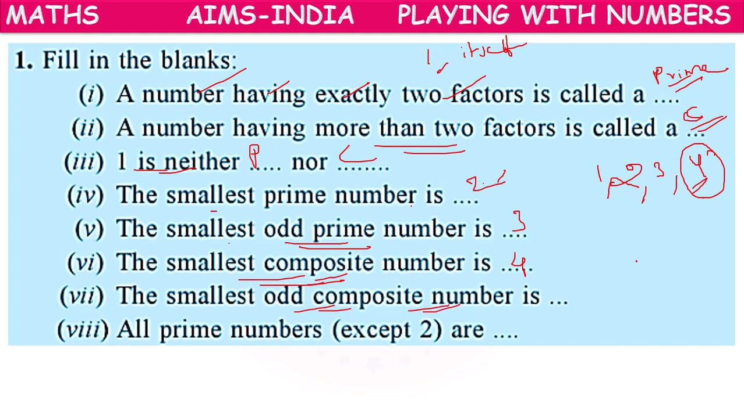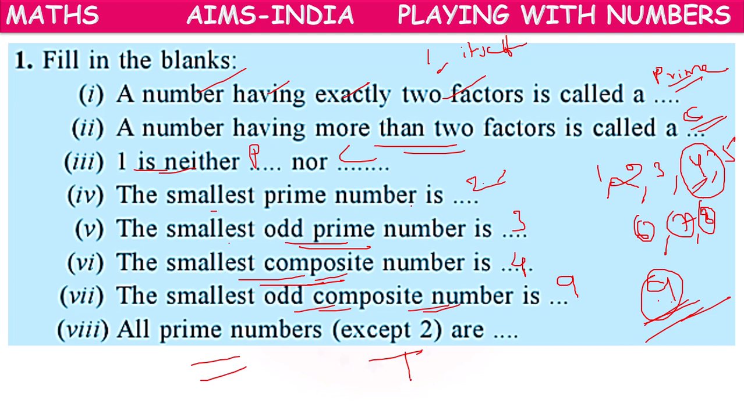Smallest odd composite: 5 is prime, 6 is even, 7 is prime, 8 is even, 9 is composite. So up to 9 we have prime numbers and even numbers. 9 is the first odd composite number. So all prime numbers except 2 are odd. 2 is the only prime number which is an even number. Remaining all are odd numbers.